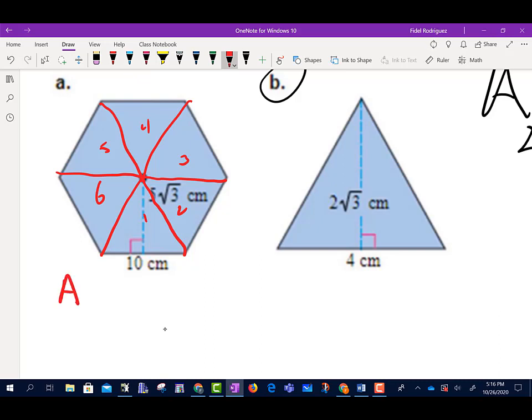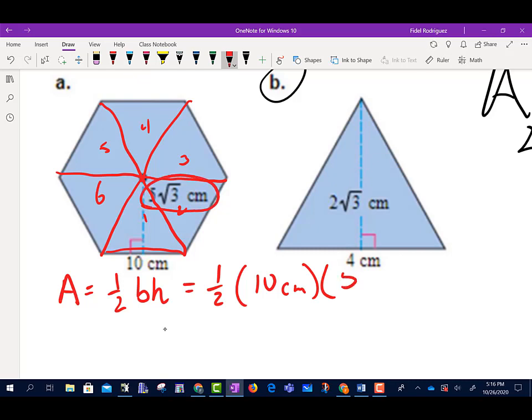So remember what we said about the area of a triangle? We said it was 1/2 the base times the height. So this is going to be 1/2. The base in this case is 10 centimeters. The height is this number here, which is 5 square root of 3 centimeters. Okay.